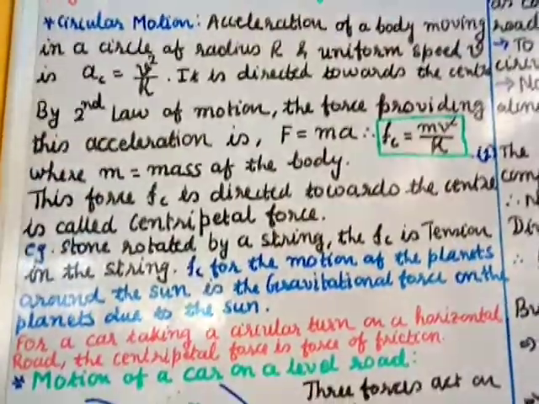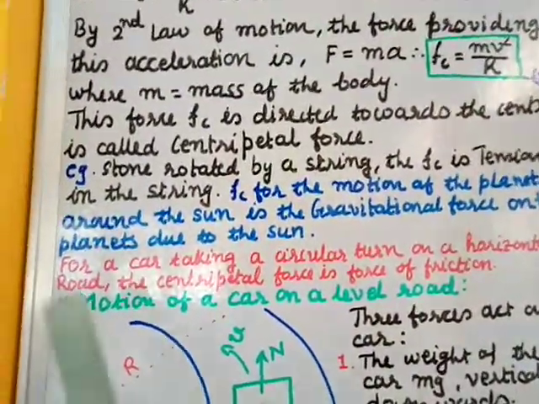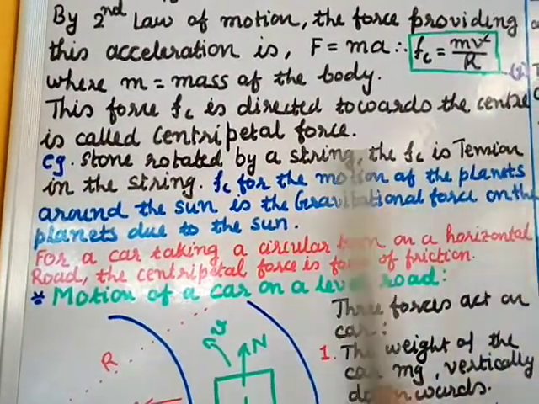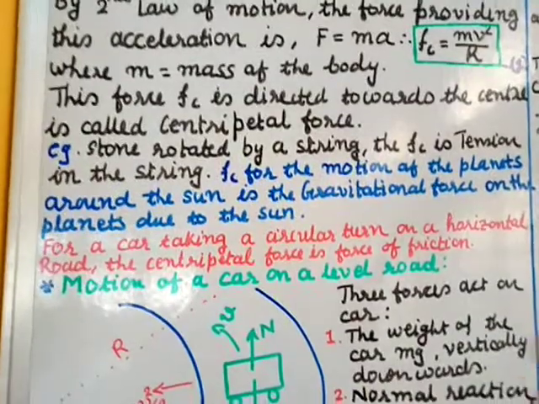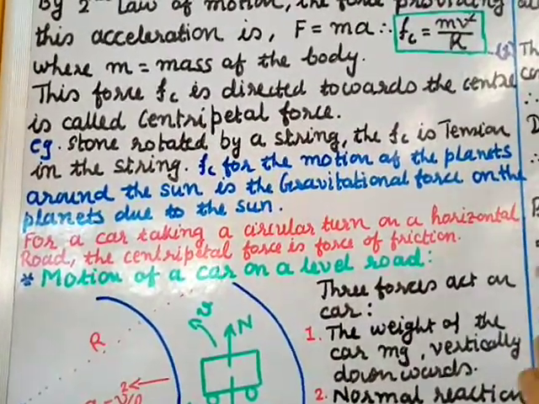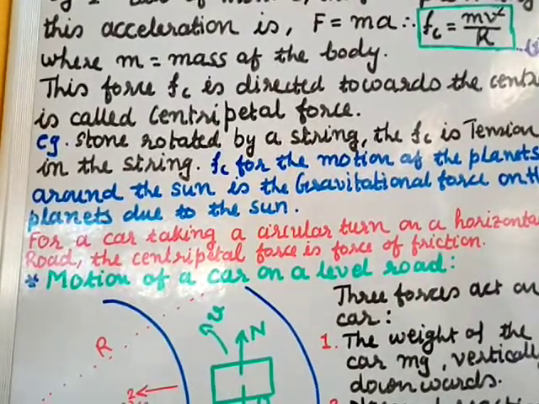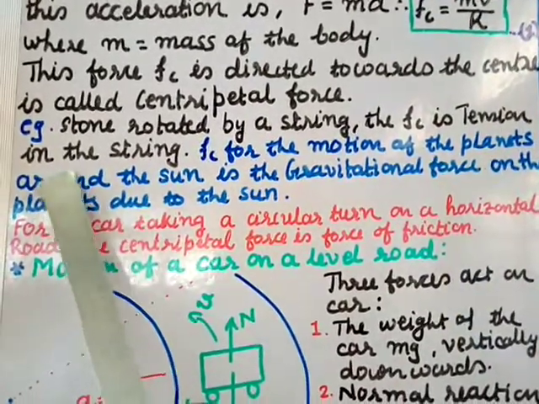Let us take examples of centripetal force. Stone rotated by a string: the centripetal force is the tension in the string. Now suppose you are tying a stone to a string and you are rotating it. Then you can rotate it in a circle. Why? Because there is a centripetal force and that is the tension in the string.